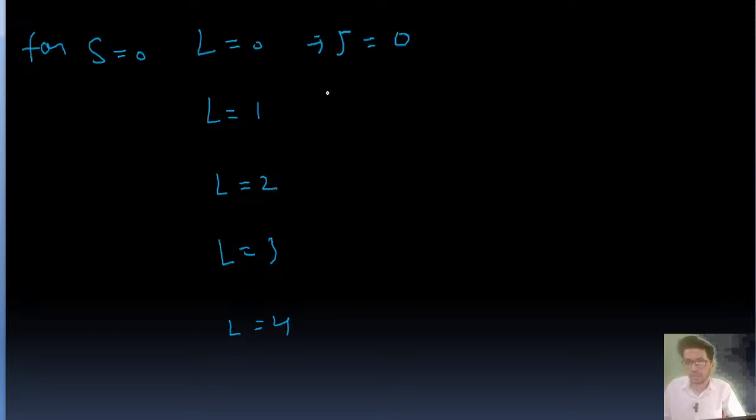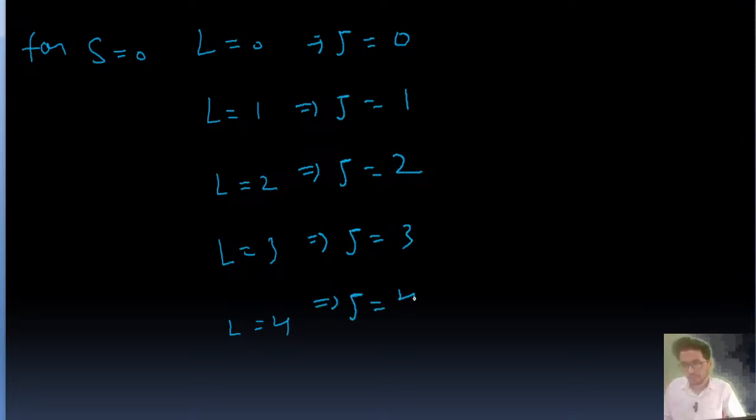J value is going to be 0, J value is going to be 1, 0 plus 1, 1, J value is going to be 0 plus 2, 2, J value is going to be 3, and J value is going to be 4. Okay, 0 plus 4 is 4. Now we'll find the spectroscopic term, and that term is going to be simple. L equal to 0, multiplicity we will find. Multiplicity 2S plus 1, S is 0, 2 into 0 plus 1. This is 1S0.